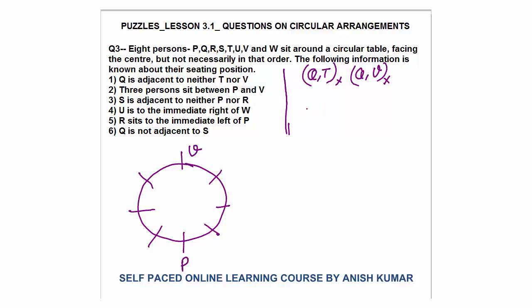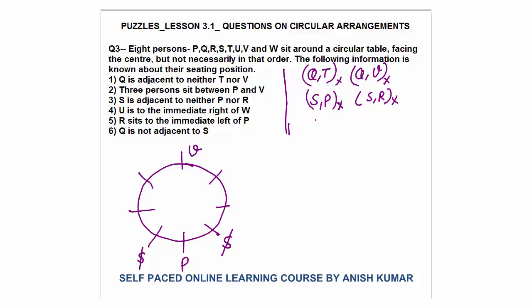Now the third statement is saying S is adjacent to neither P nor R. It means that S will not come at this place. S is adjacent to neither P nor R. So S will not come at this place, and I am cancelling it. I will also write like this: S and P are not together. S and R are also not together. This is symbolic notation. These are very important, because they will help you avoid reading the statement again and again.